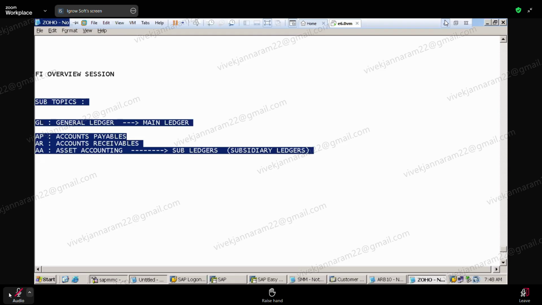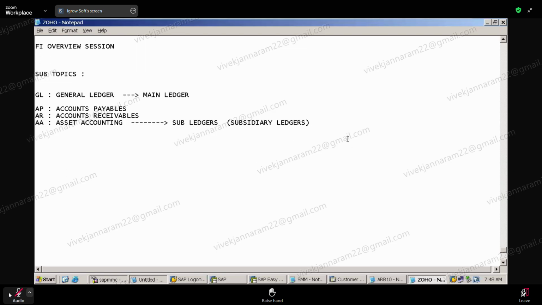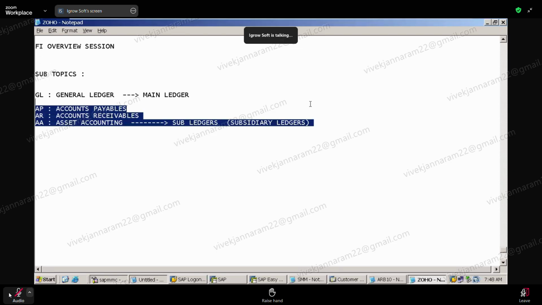So we need to understand first why this requirement, why the subledger concept has come. Not only in SAP, in general accounts itself, we have this concept. In all the software, we have a similar thing because in accounts itself, we have the subledger concept.